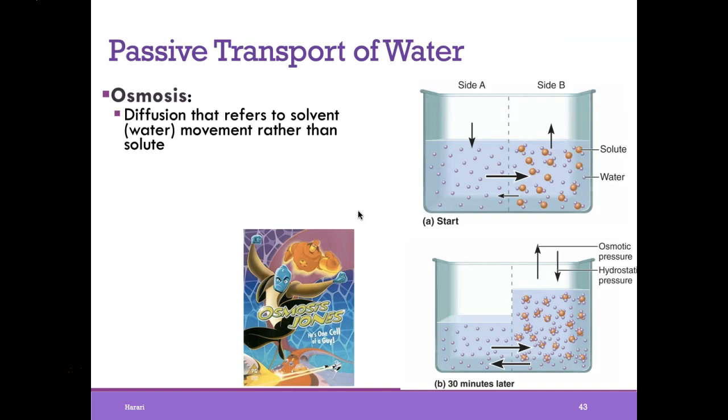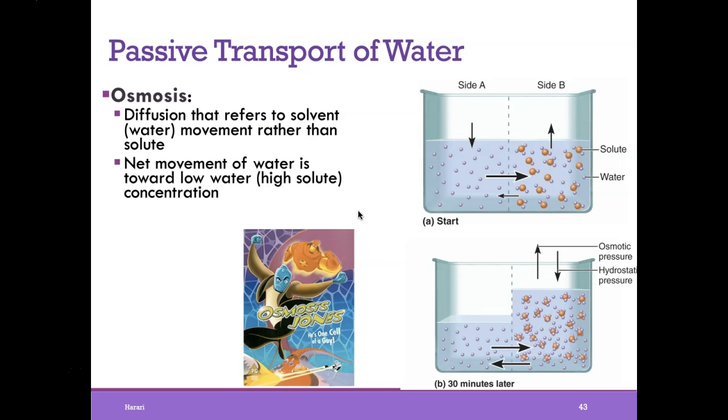Osmosis is diffusion that refers to the solvent water, the solvent movement rather than the solute. So it refers to water moving from one side to the other rather than the solute moving. And the net movement of water is always toward where there's less water. In other words, water is always going to move toward where there is more solute.